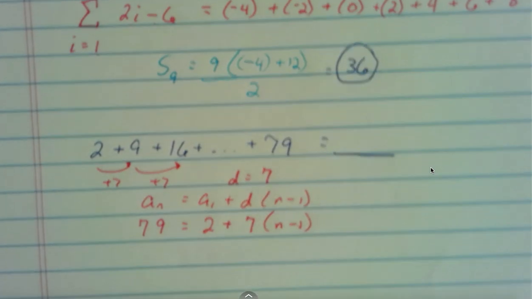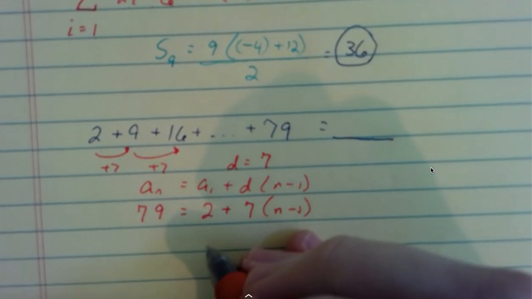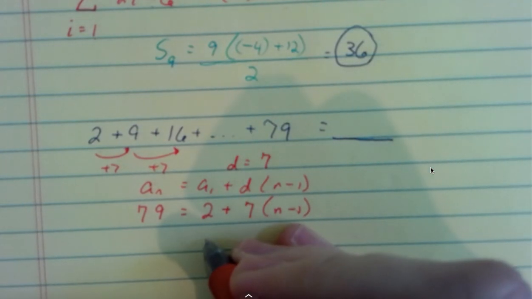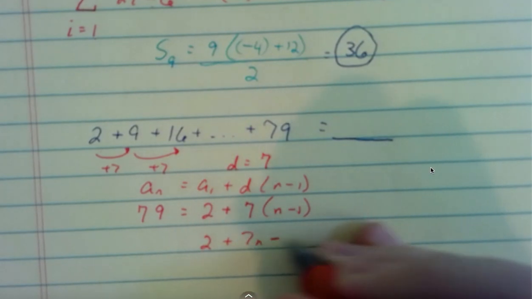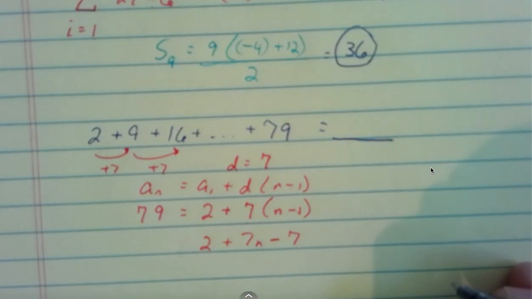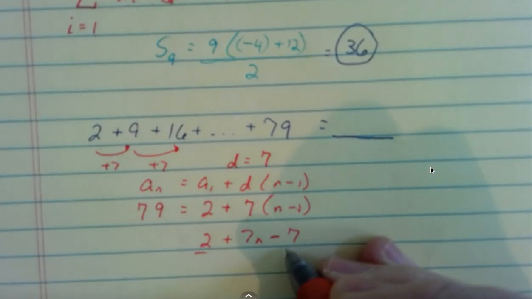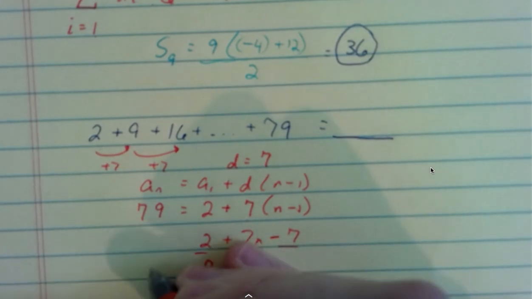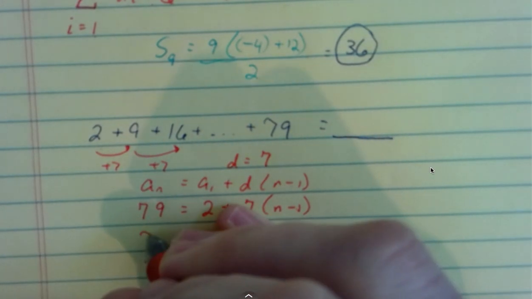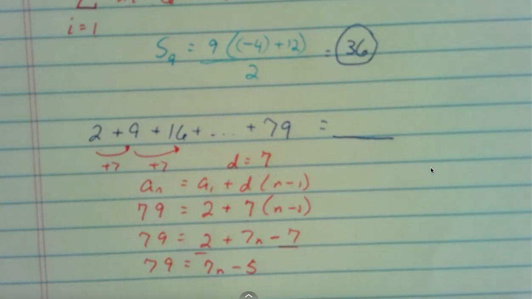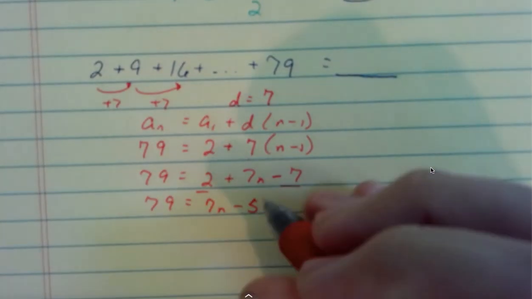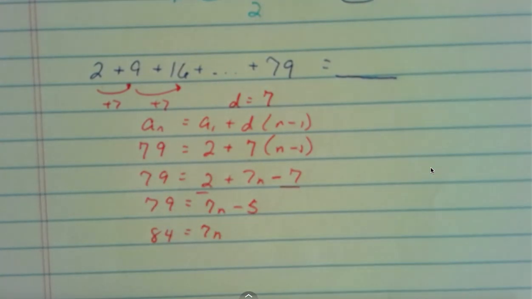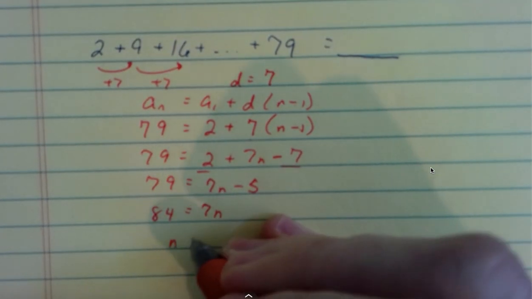So if I do that, I'll distribute this 7. So I get 2 plus 7n minus 7. Now I'm going to combine like terms: 2 minus 7 is negative 5. So I get 7n minus 5. So 79 equals 7n minus 5. We'll add 5 to each side. We get 84 equals 7n. We'll divide each side by 7, and we find that n equals 12.